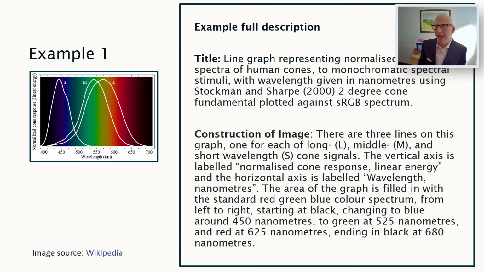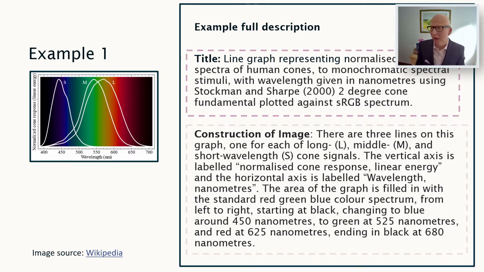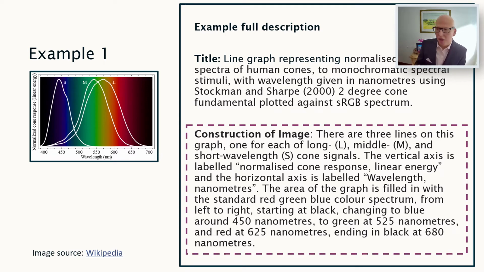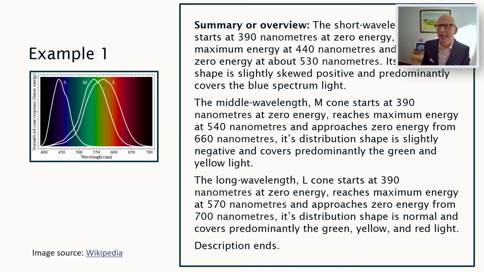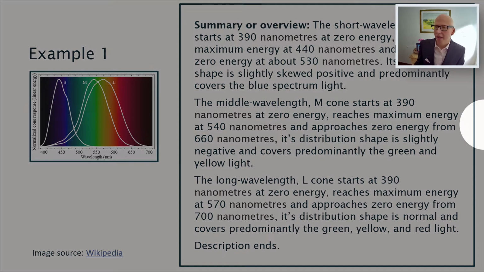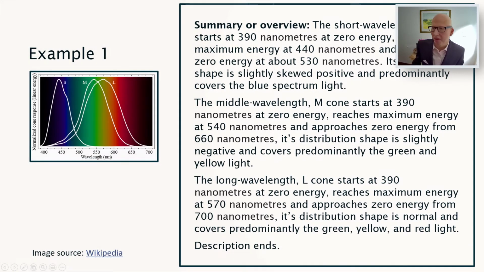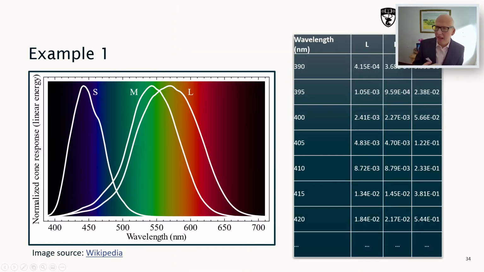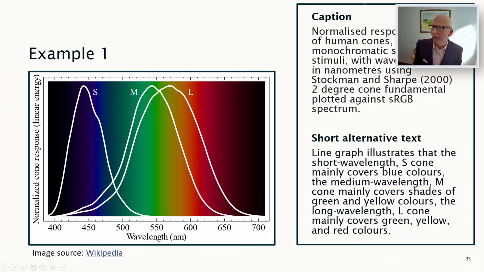So then I gave and explained some examples, like this is the title and how I came up with that. Then talking about the construction of the image, where we're setting the parameters and the boundaries of what's within the graph, and then having the detailed summary or overview. For example, saying the M cone starts at 390 nanometers at 0 energy and so on. So then you're really describing what's in that graph, and then having that tabular data so that those that can't see the graph can really dig into that if they need it. And we did the same then, showing, well, if it was supporting text that was already in there, then a suggested caption and short alternative text and describing that.